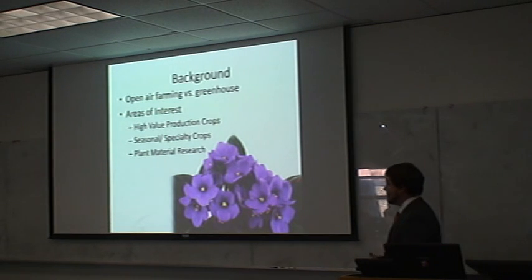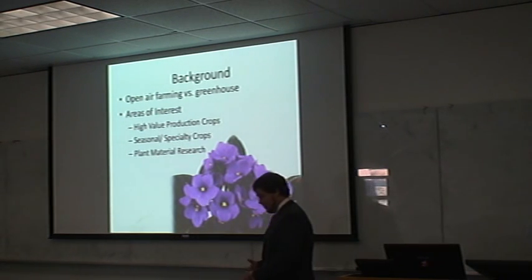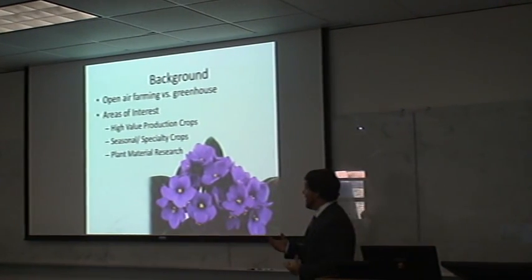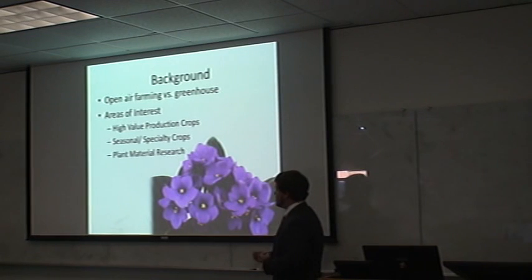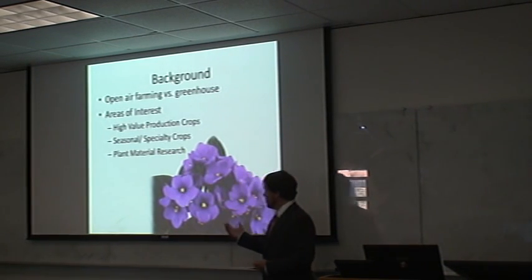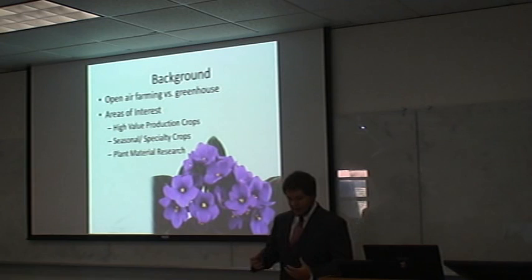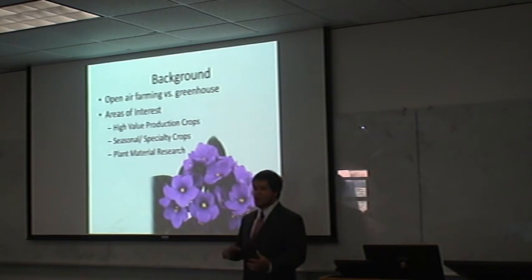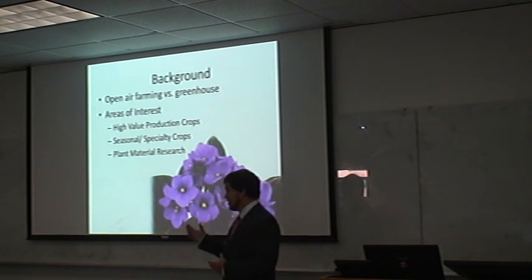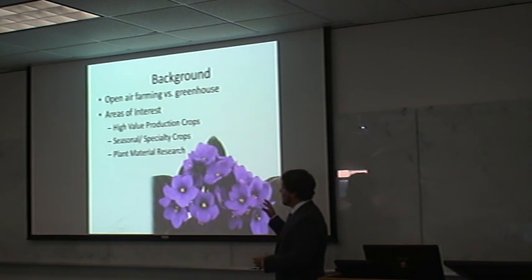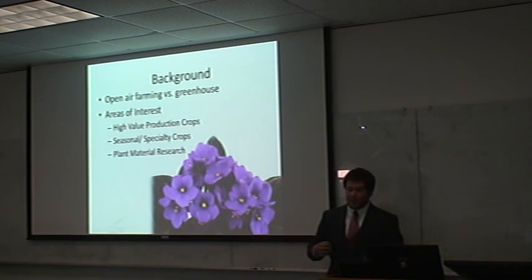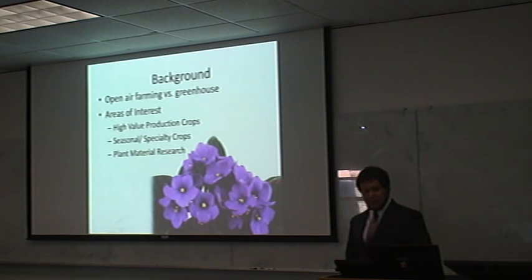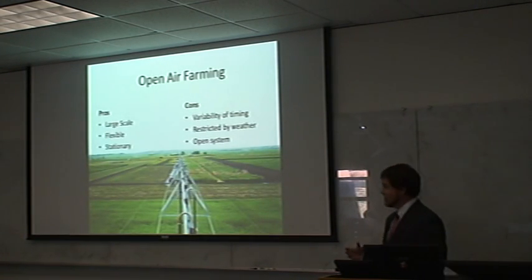So a little bit of background: what this particular project is aiming towards is really looking at high value production crops and seasonal specialty crops such as flowers and fruits and the sort, and plant material research. We're trying to design a wireless sensor network that will give us a little bit more insight into what's going on in these experiments and also this research here. You can look at it in two different ways. You've got open air farming and greenhouse, and these are obviously on two different ends of the spectrum. So let's talk about the pros and cons of each of them.